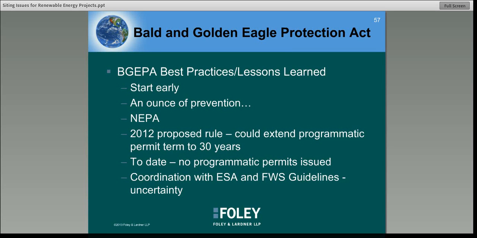And then the other alternative is a programmatic take permit, which are permits that occur when there is an unavoidable take, even though advanced conservation practices are being implemented. And the term for those permits is a period of 5 years.